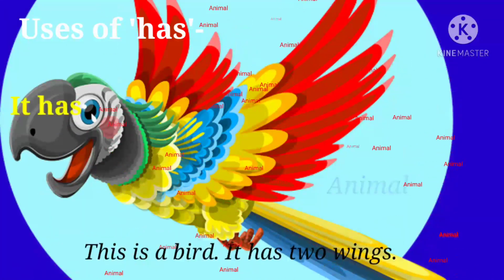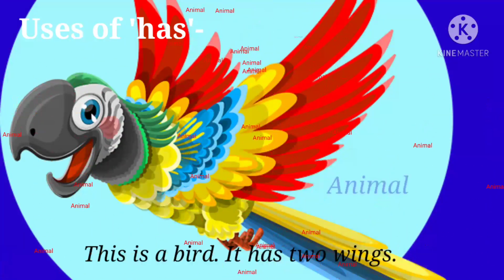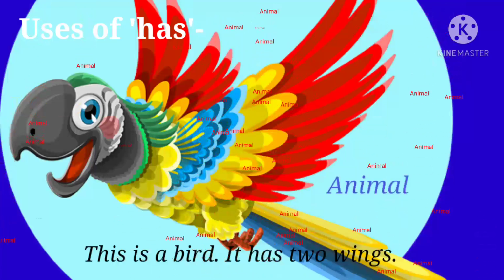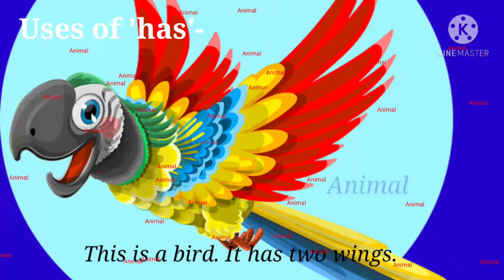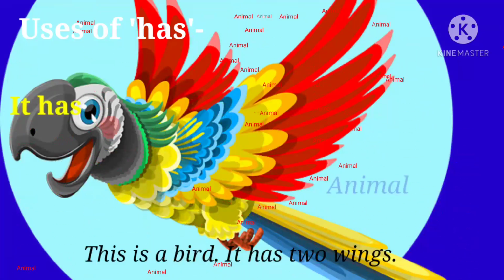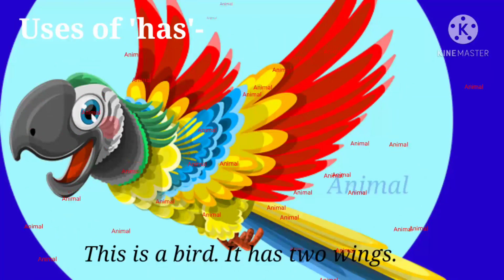This is a bird. It has 2 wings. We are talking about only one bird. So we have to say it has. It has 2 wings. The word it is indicating this bird here.